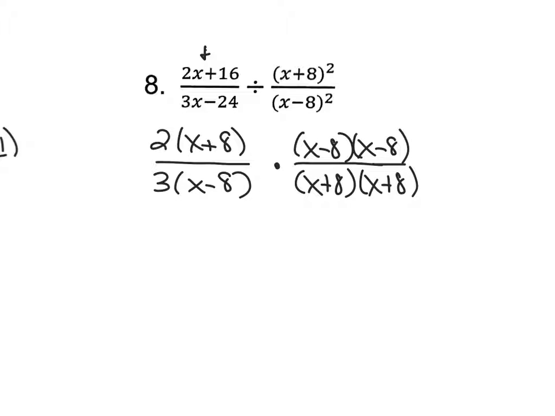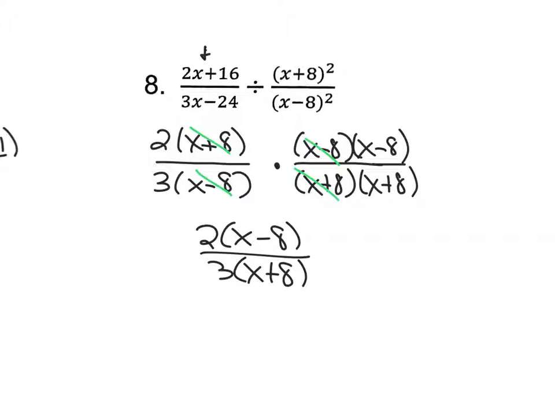Now I'm just looking for where I can cancel. So the x plus 8's cancel. One of the x minus 8's cancel. So what does that leave me with for a solution? 2 times x minus 8 over 3 times x plus 8. And that's it. I think that's all for the slide.